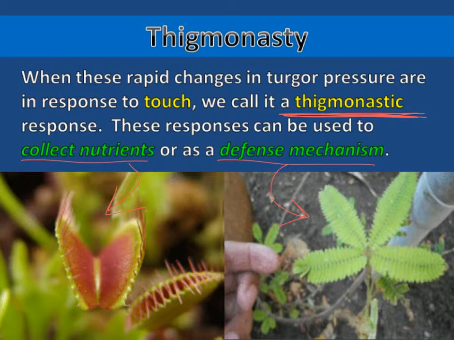So on number 26, what are the two primary reasons for thigmonastic movements in plants? The answer, collect nutrients or as a defense mechanism. Number 26, collect nutrients or as a defense mechanism.